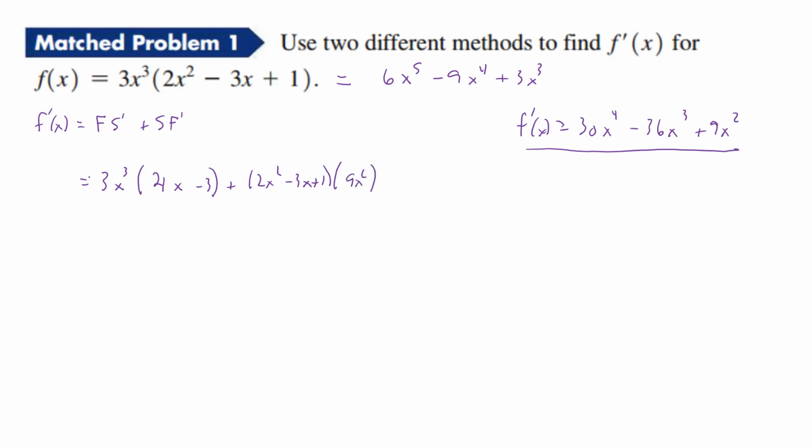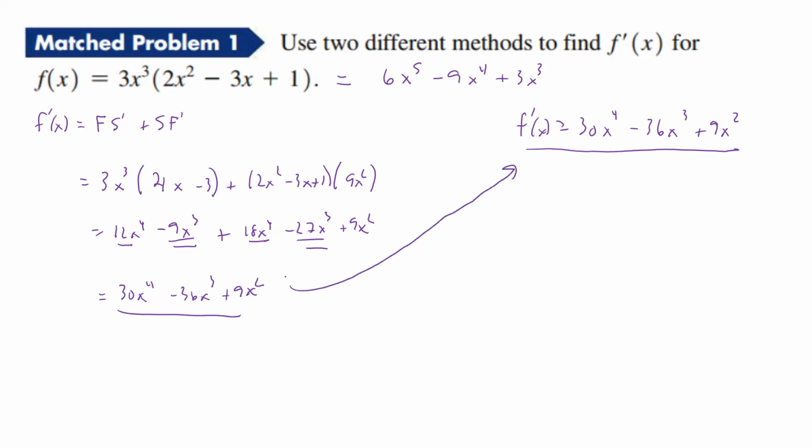And now guess what? We have to multiply and get it simplified. So 3 times 4 is 12x to the 4th minus 9x to the 3rd, plus now we have here 18x to the 4th. Then we have minus 27x to the 3rd plus 9x squared. Now we've got a 12 and an 18 on the 4th, so that's going to be a 30x to the 4th. Then we have an x cubed and an x cubed, so that's going to be minus 36x to the 3rd, and then plus 9x squared. And as you notice, that is equal to that.